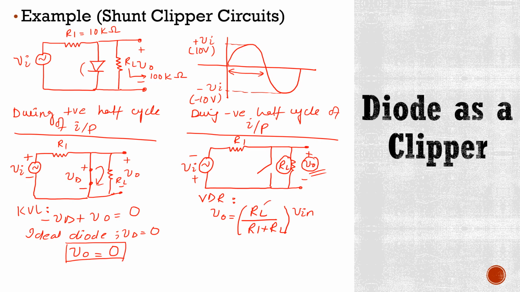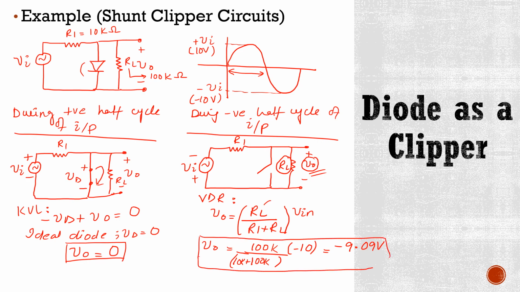Okay. Now if we put values here, we get V0 is equal to 100k divided by 10k plus 100k, because we know that here R1 is 10k and RL is 100k, and in this case input voltage is minus 10 volts, so you will get minus 9.09 volts. Okay, so this is the value of output voltage during negative half cycle of the input.